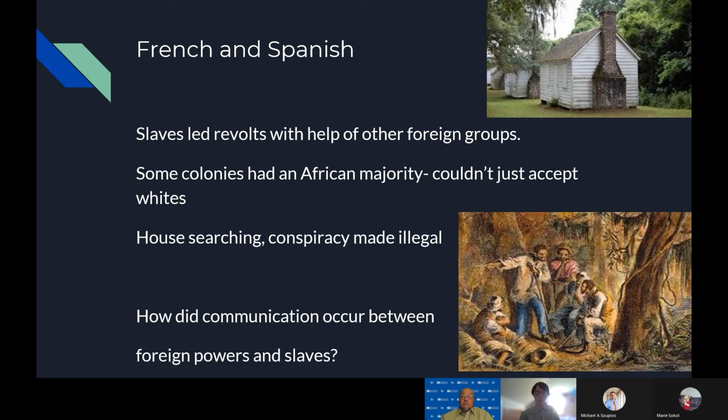So this led to more codes being instituted, namely that house searching was increased and allowed, and conspiracy was made illegal. So putting those on the books, that slaves could not communicate with foreign governments, could not communicate with basically foreign individuals, and that the government was able to search their house and take anything they wanted that was related to a plot that they saw fit.